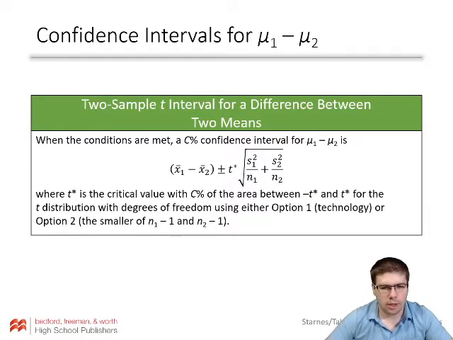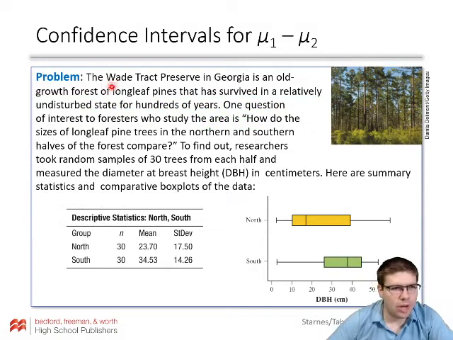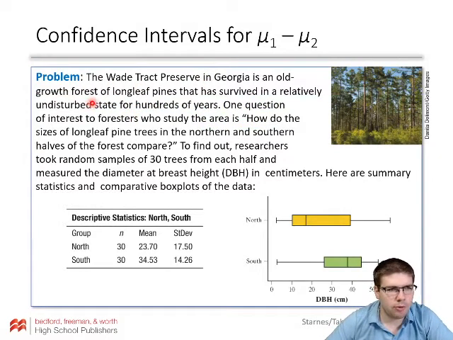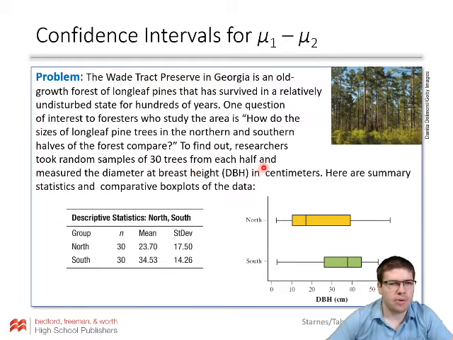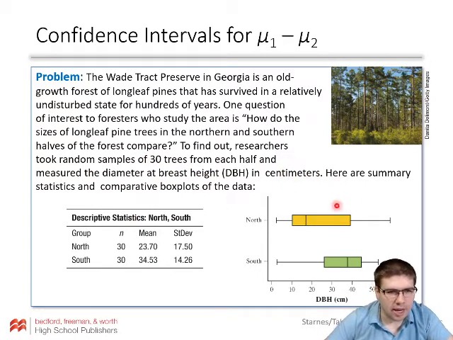All right, so an example here. The Wade Tract Preserve in Georgia is an old-growth forest of longleaf pines that has survived in a relatively undisturbed state for hundreds of years. One question of interest to foresters who study the area is, how do the sizes of longleaf pine trees in the northern and southern halves of the forest compare? To find out, researchers took random samples of 30 trees from each half and measured the diameter at breast height in centimeters. That's like across from the lowest branches. Here are summary statistics and comparative box plots of the data.